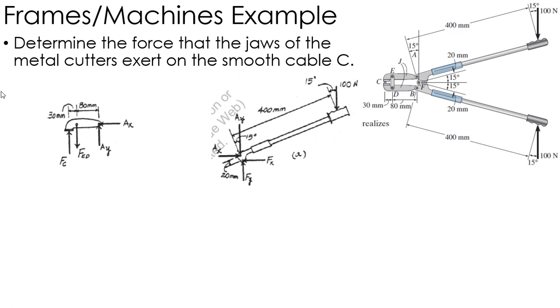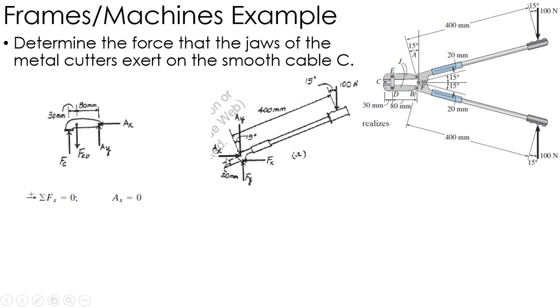The other thing I noticed right here is, hey, AX, that's the only thing in the X direction on this free body diagram. So the sum of the forces in the X direction tells me that AX actually is 0. I don't have to worry about it. We've proved that it equals 0 because the sum of the forces in the X have to be 0. AX is the only force happening in the X direction here. So that gets rid of AX for me.